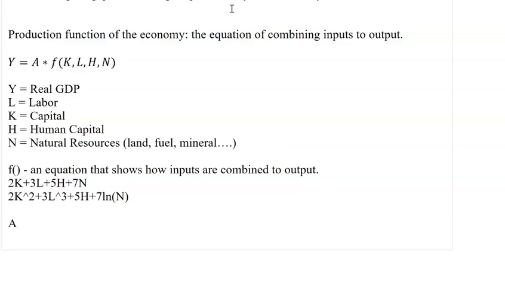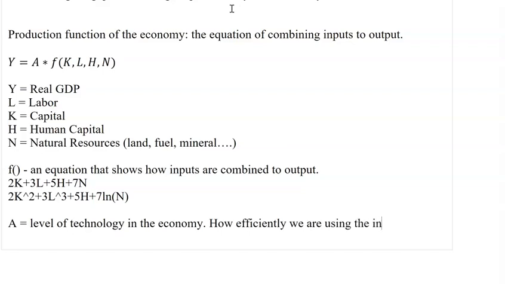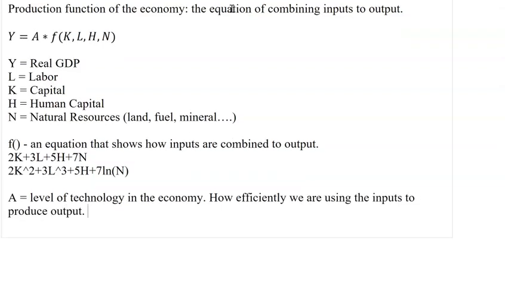Finally, A is the level of technology in the economy. A tells us how efficiently we are using the inputs to produce output. So these are all the notations that we have. And just to recap, to produce something, I need to put in some hours of work, which is my labor. I need some kind of knowledge about what I'm doing, so I need human capital.